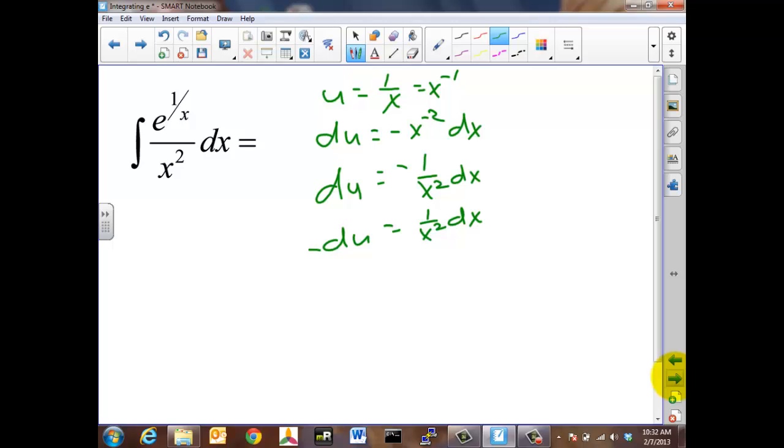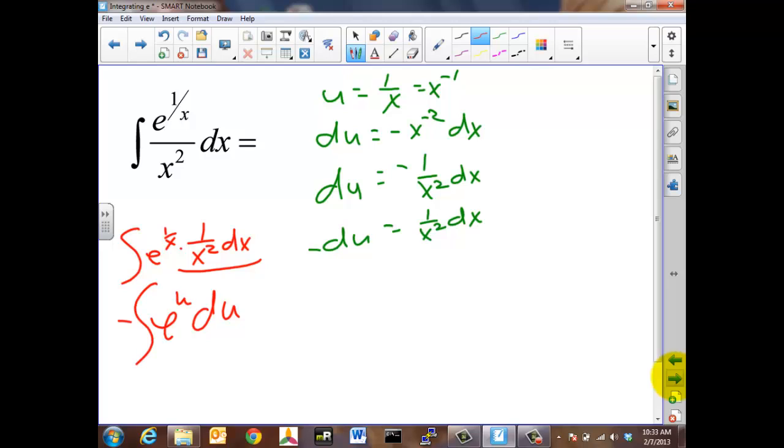Yes, sir. Because this problem could be written as e to the 1 over x times 1 over x squared dx. So this becomes my du, e to the u, with a negative out in front of it. Negative e to the 1 over x plus c. And remember, you should be able to take the derivative of that always and get back to where you started. So if you've got time, if you're unsure, you can always test your answer to be sure you can get back to it there.